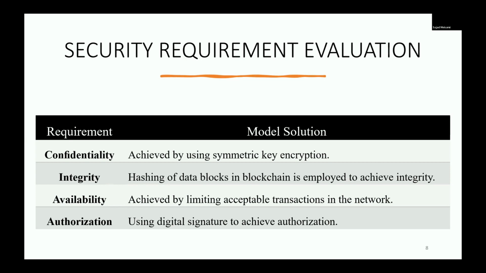I can say that our system achieved confidentiality by using symmetric encryption, especially AES. Hashing of the data in the blocks of the blockchain is employed to achieve integrity. Availability is achieved by limiting acceptable transactions in the network, and using digital signatures based on elliptic curve cryptography ensures that we can achieve authorization.